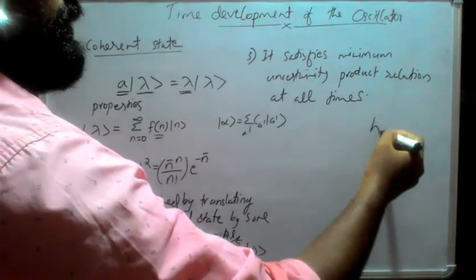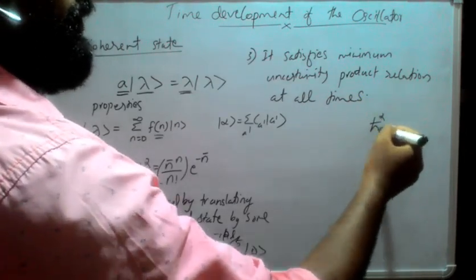That means the uncertainty product will be h bar square over 4.